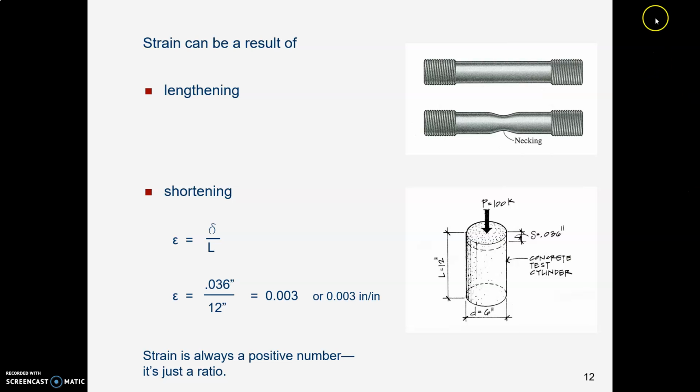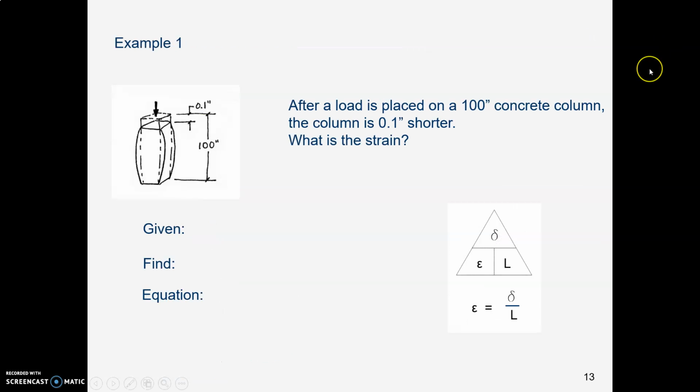Let's continue thinking about strain and we'll look at some examples. All right, here's one example. You have a 100-inch long column, you put a load on it, and it gets 1/10 of an inch shorter.